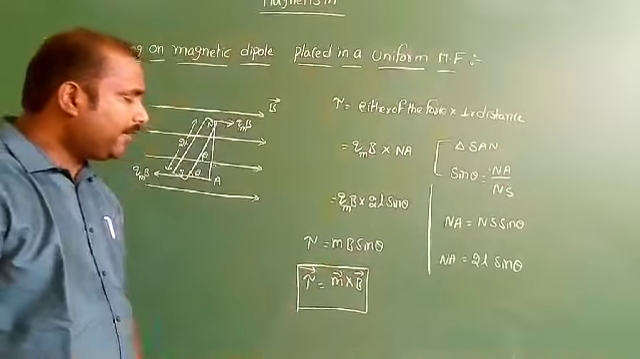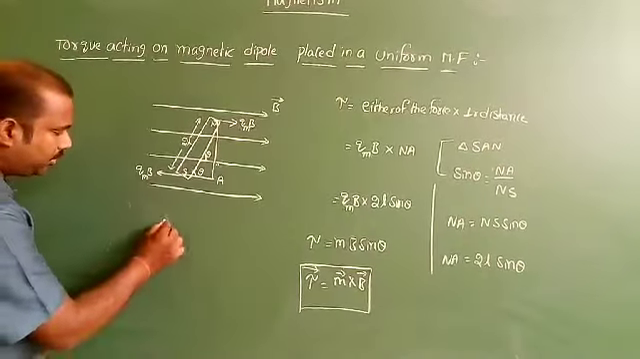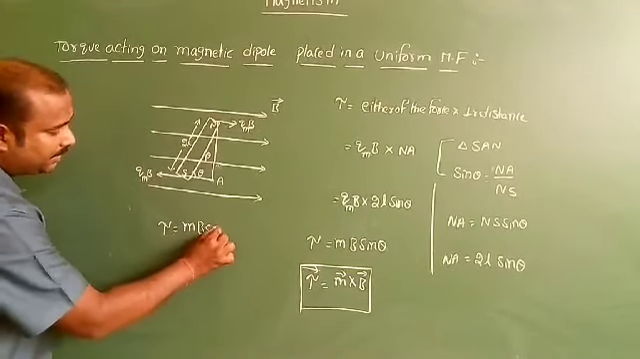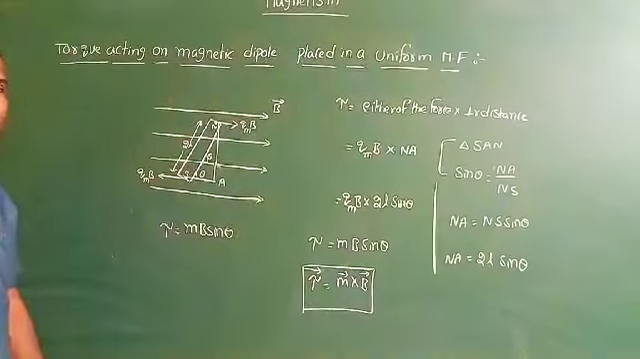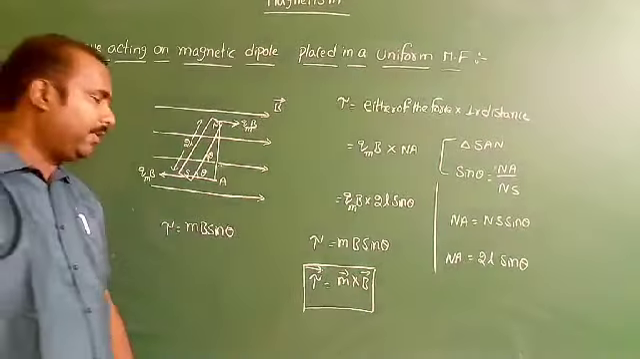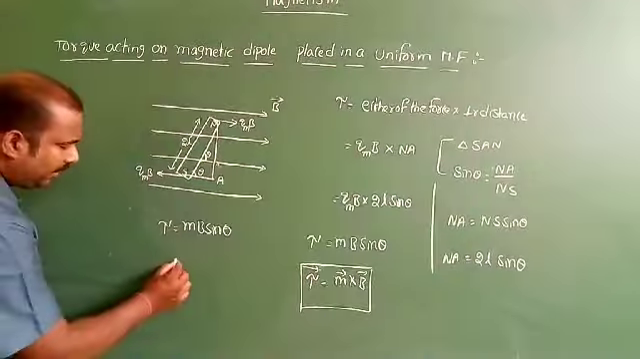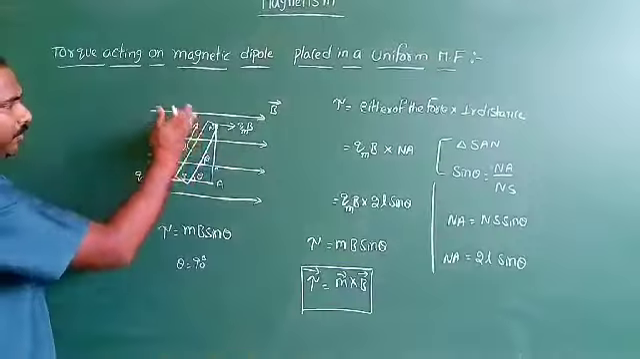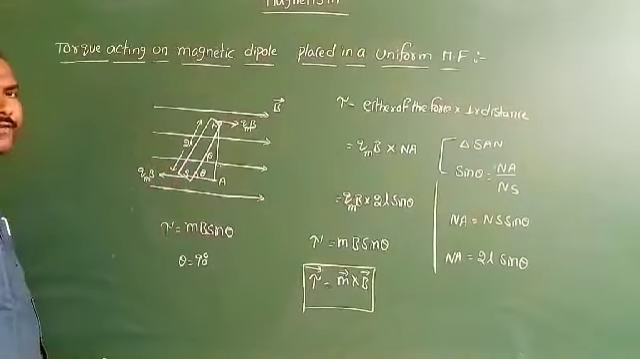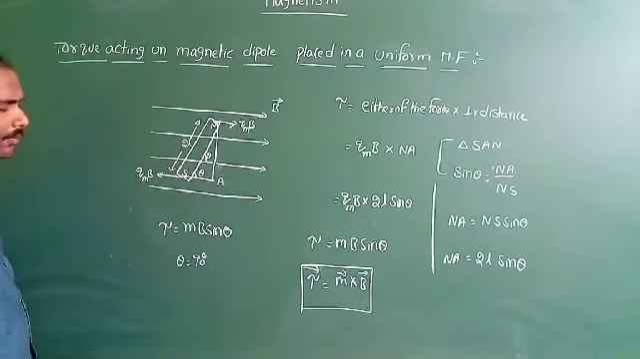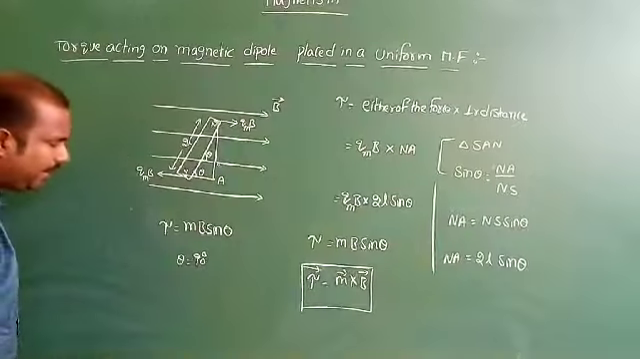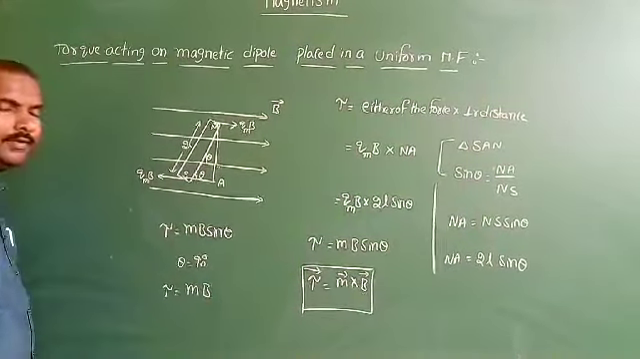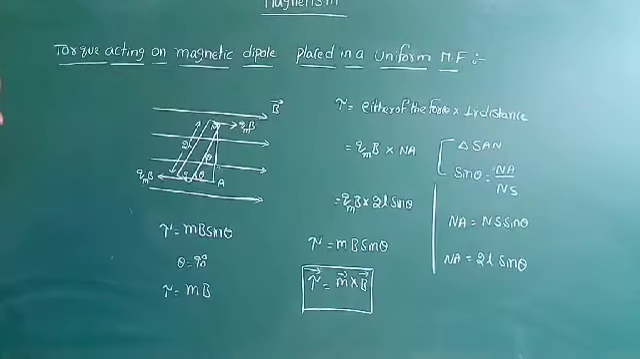Now, from this final equation, you may get two cases. Torque tau is equal to mB sin theta. When the torque is maximum, when the torque is minimum. Suppose theta is equal to 90, which means the magnetic dipole and this uniform magnetic field are both perpendicular. Then theta is equal to 90, so tau is equal to mB, and the torque is maximum.